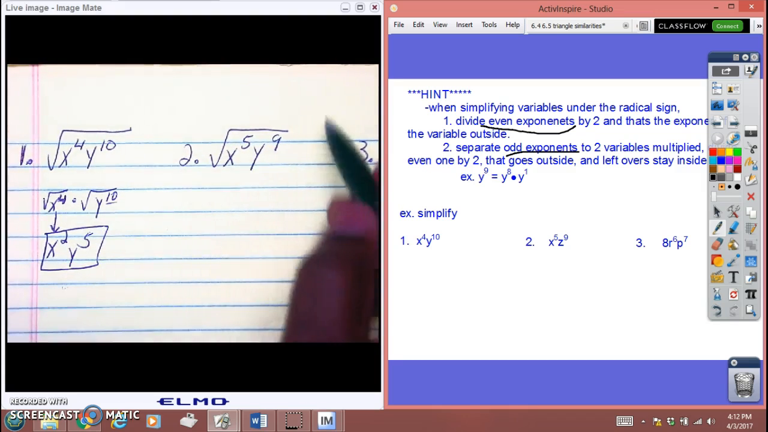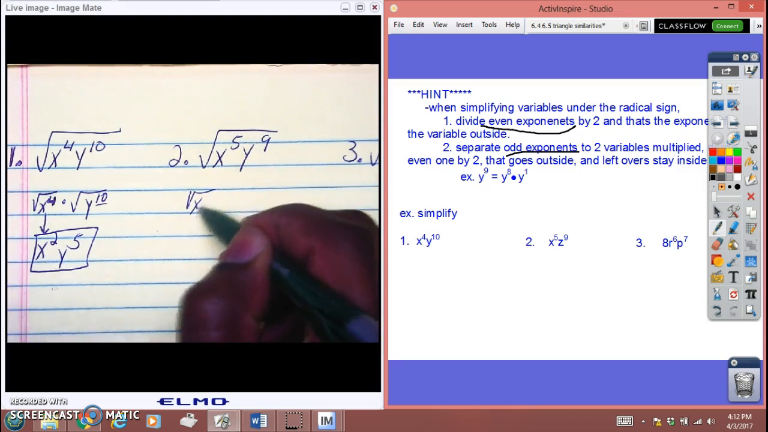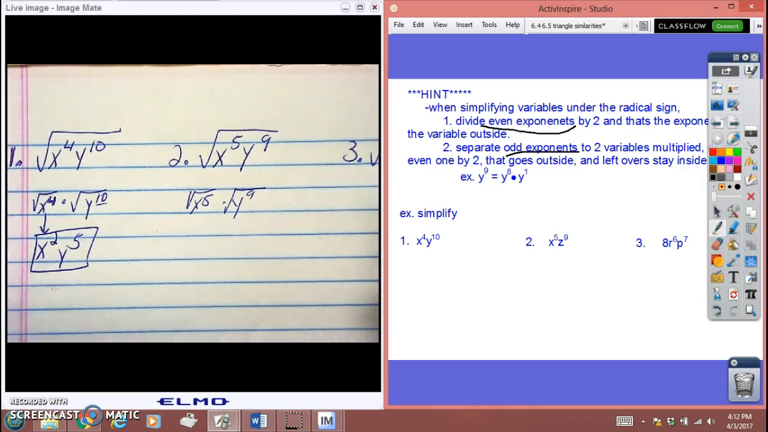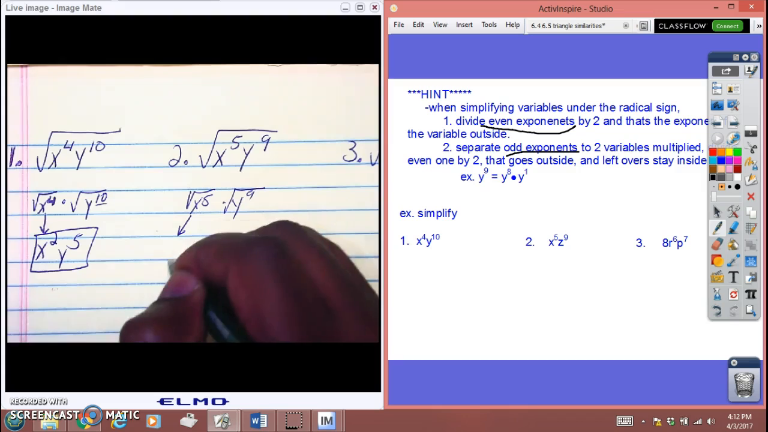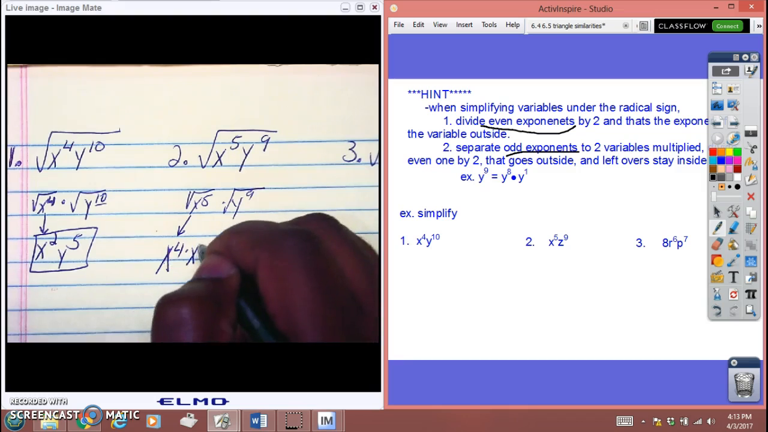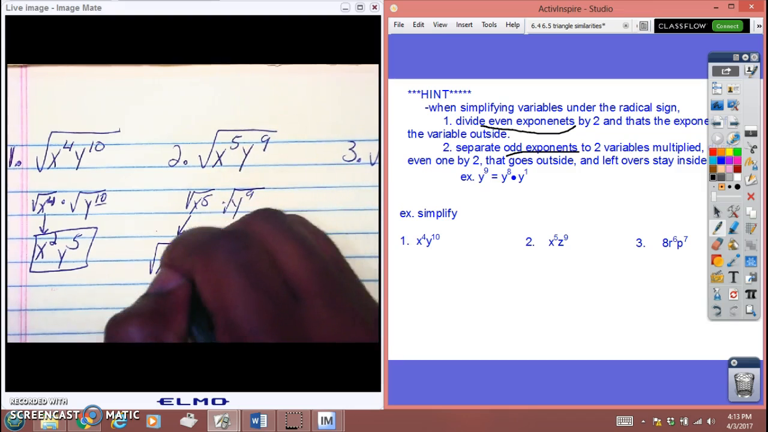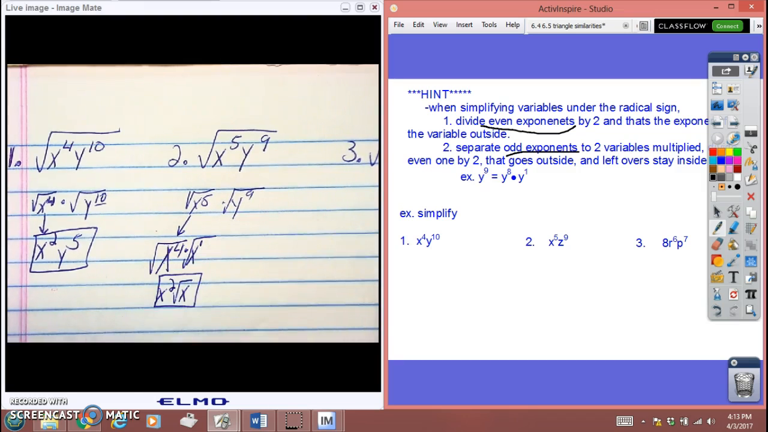But what about number 5? Notice I'm trying to take the square root of both of these, and they're odd. Again, this is the same thing as separating them like this. I'm going to take this x to the 5th and write it like this: x to the 4th times x to the 1st power. Why? Don't 1 plus 4 still equal 5? Remember the exponent properties? So I split those up, and now I divide this by 2. And so x squared can come out, but x to the 1st cannot, so it stays underneath the radical.